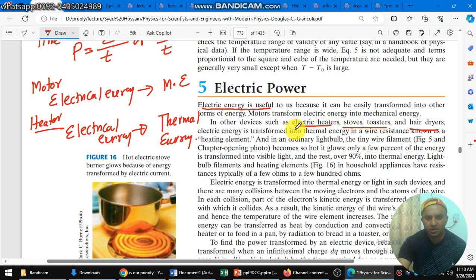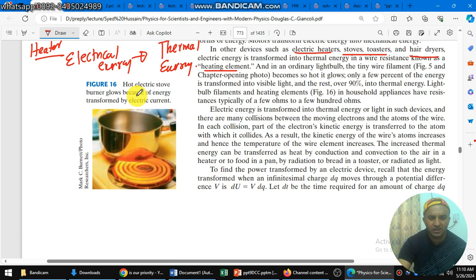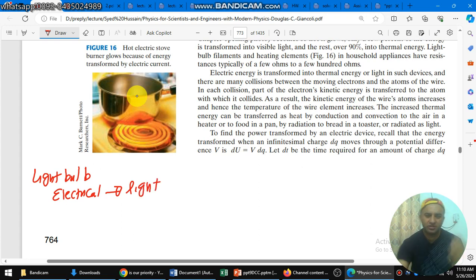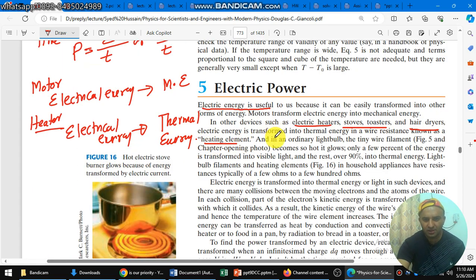Okay, and you can say that electric energy is transferred into thermal energy in a wire. The resistance is known as a heating element. Because in the heater we have a heating element that heats up and then it gives us thermal energy. Okay, so in the light bulb, electrical energy is converted into light energy. So light energy is the useful energy. So in most cases the devices use electrical energy to convert it into useful energy.